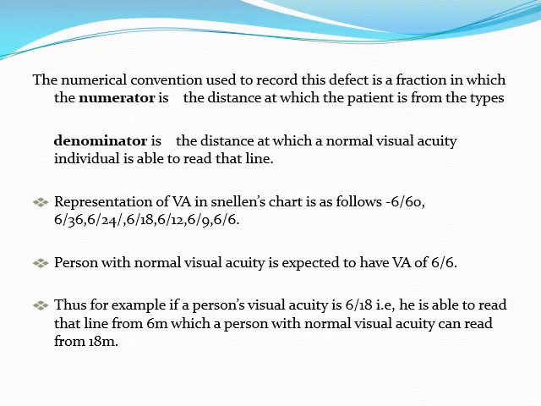The numerical convention used. We normally represent the visual acuity in Snellen's chart as 6/60, 6/36, 6/24 and so on. The numerator in this is the distance at which the patient is from the test chart, and the denominator is the distance at which a normal visual acuity individual is able to read that one particular line. A person with normal visual acuity is expected to have a visual acuity of 6/6. Thus, for example, if a person's visual acuity is 6/18, he is able to read that line from 6 meters, which a person with normal visual acuity can read from 18 meters.